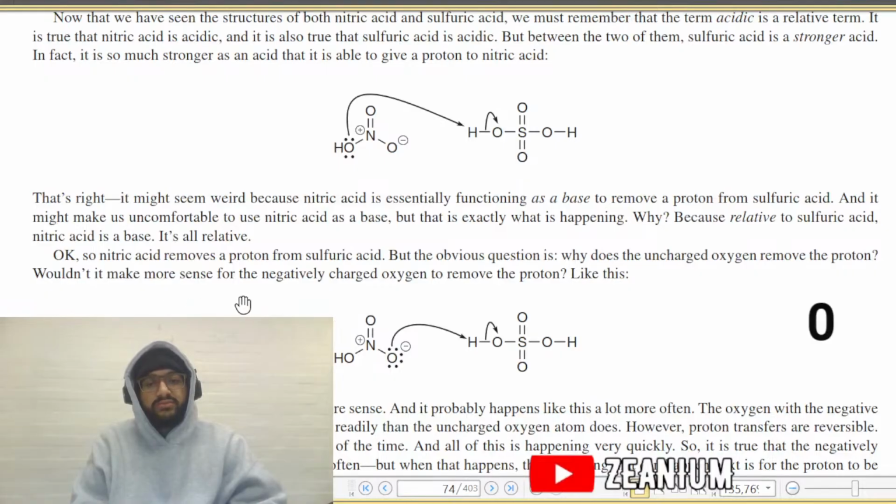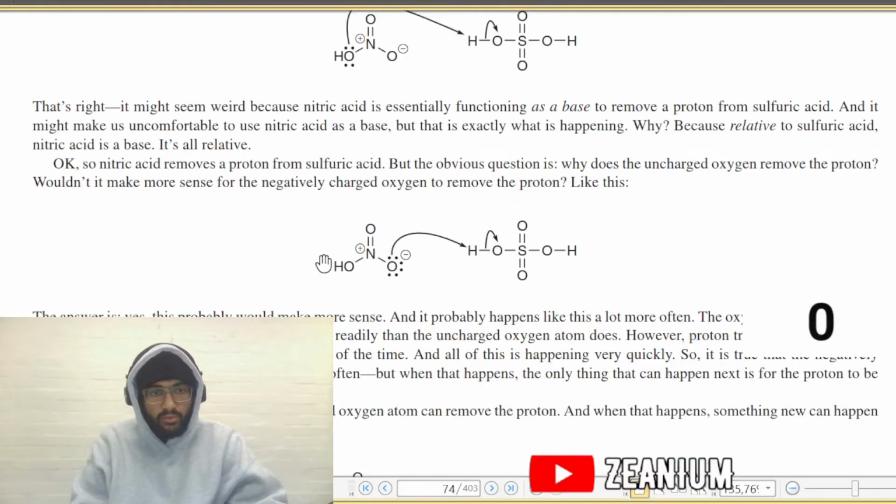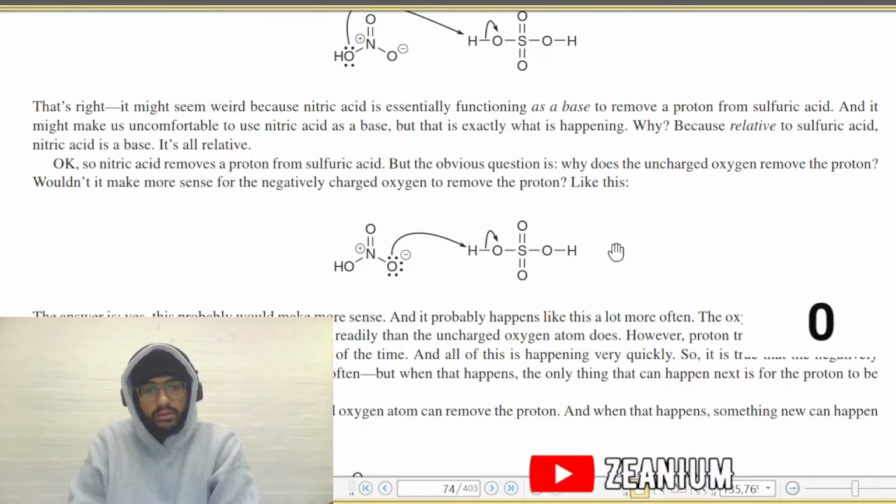Wouldn't it make more sense for the negatively charged oxygen to remove the proton like this? The answer is yes, this probably would make more sense, and it probably happens like this a lot more often. The oxygen with the negative charge probably removes the proton much more readily than the uncharged oxygen atom does.